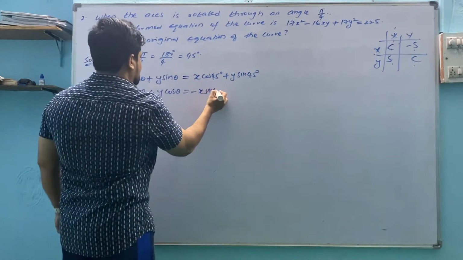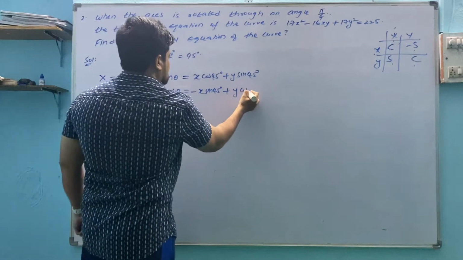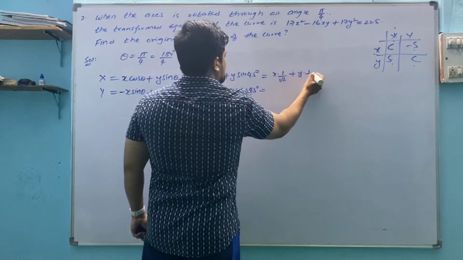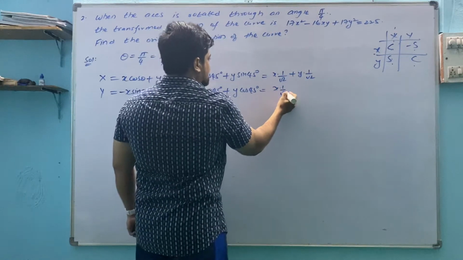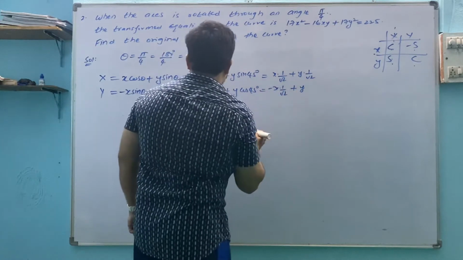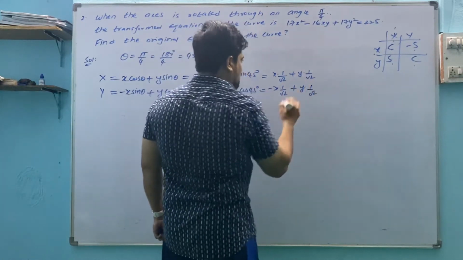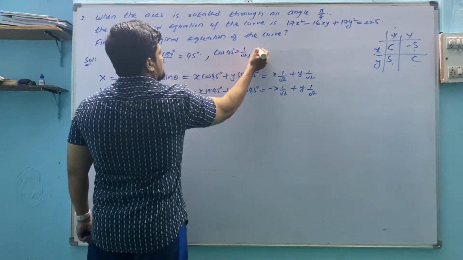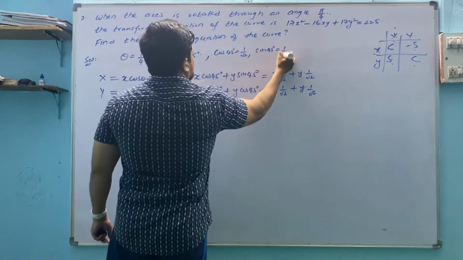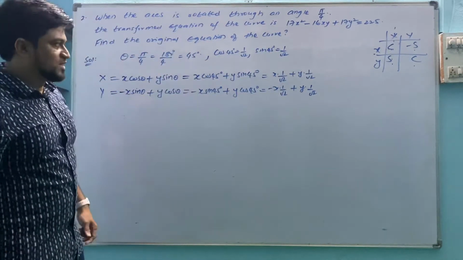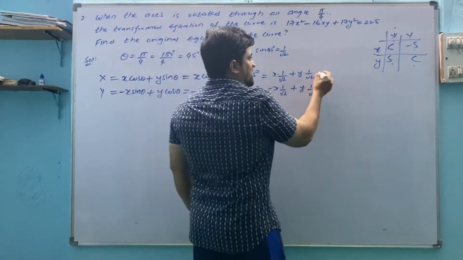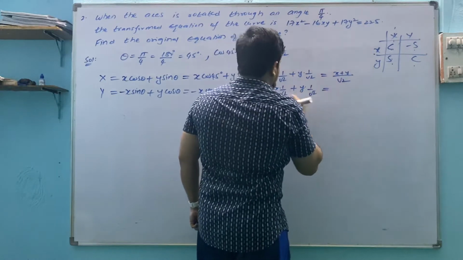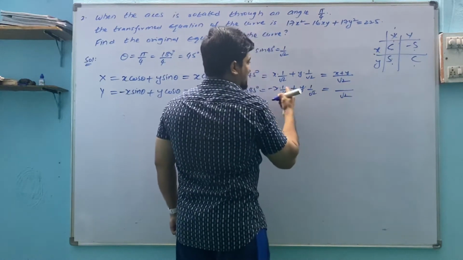Minus x sin 45 plus y cos 45. Trigonometry values you need to remember. You might have done in 10th class. Or if you have not done, you can remember now. Cos 45 is 1 by root 2. Sin 45 is 1 by root 2. If trigonometry is not started, you can remember this one. Root 2 is there in denominator. Single root 2 you have to take. X plus y. Single root 2 is in denominator. We have minus x plus y.